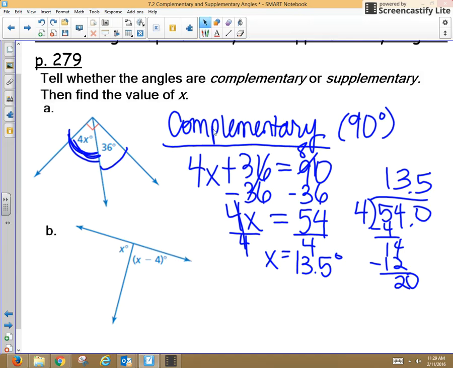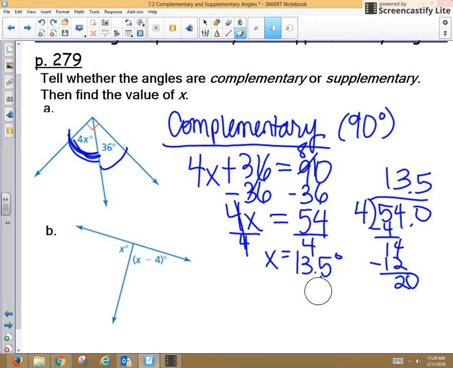Let's go ahead and do that to double check our work. So 13.5 times 4, I'm just going to do a quick check. That equals 54, and 54 plus 36 equals 90. So I can prove my answer is correct.